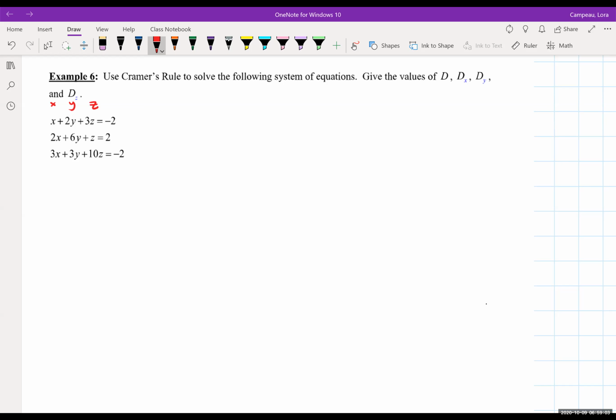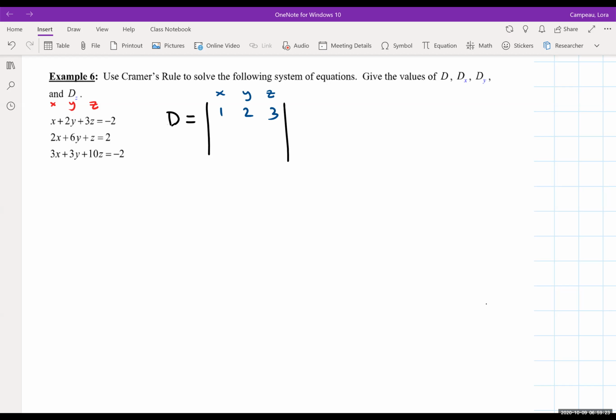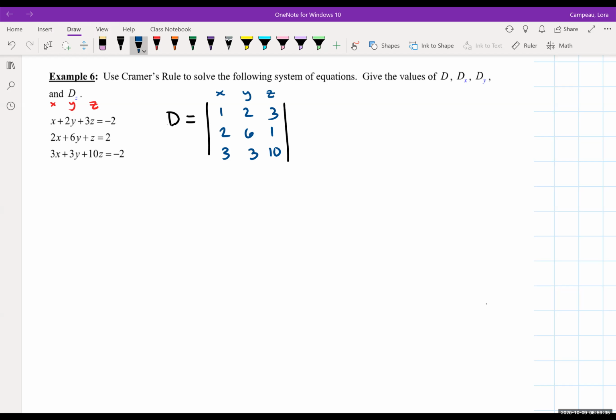At this stage, let's just set up our determinants and then talk about what we want to do. So if you remember, D is the determinant of coefficients, and it has to do with just listing the coefficients of X, Y, and Z. So we should have 1, 2, 3, 2, 6, 1, 3, 3, and 10. So far, so good.